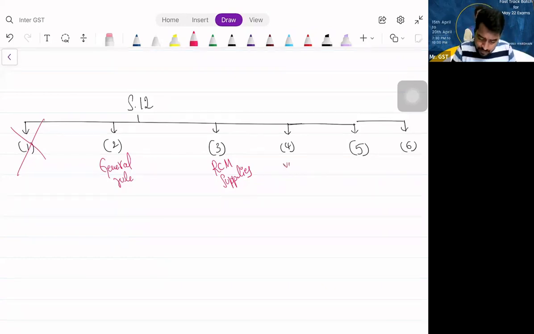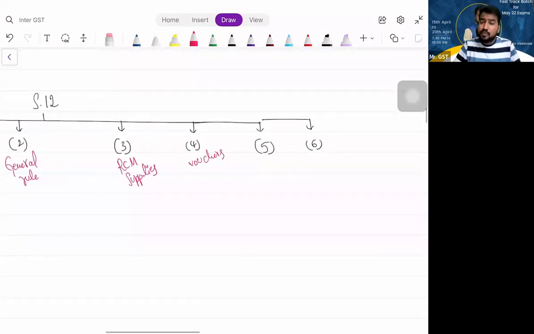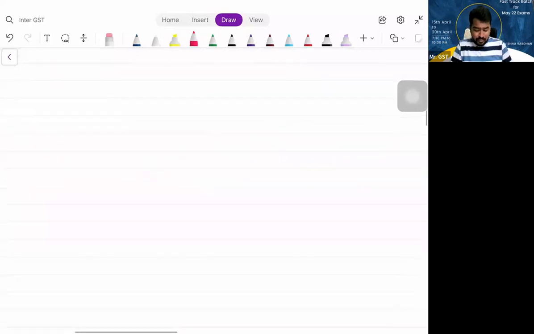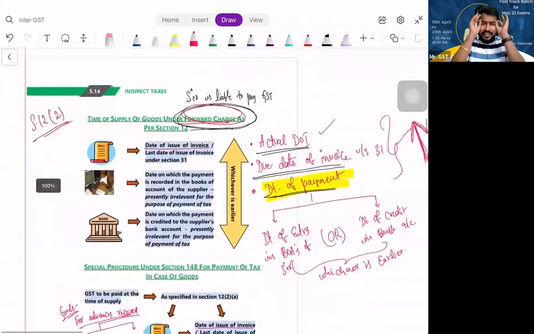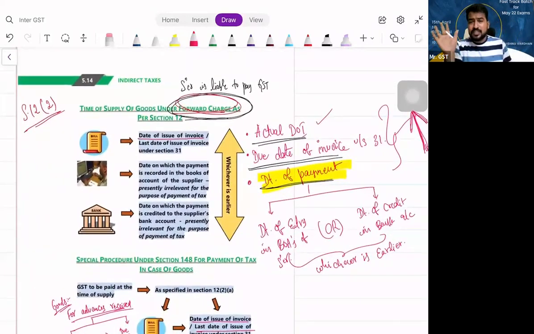We will see. And subsection 4, vouchers. In case of vouchers, what is the time of supply? Next, the residual case. And the last one, interest, late fee, penalty, whatever it is. Fine. So without wasting much time here, let us go with subsection 2 fast. Please understand, my dear friends, you need not read any theory in your study material with respect to time of supply. At the end of every subsection, they have given a flowchart kind of thing, some summary notes. That is more than sufficient.